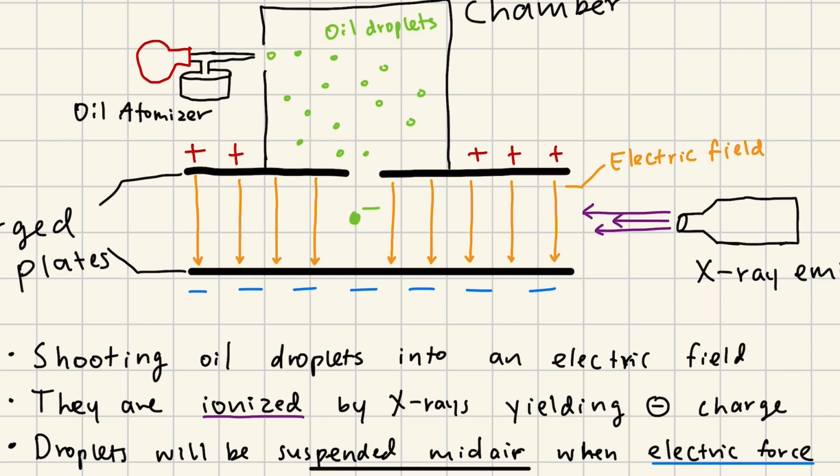If this oil droplet is negatively charged, it's going to be attracted to the top plate and repelled away from the negative plate. So we'll have gravity pulling it down, and then this new electric force pulling it up towards that positive plate. And we can use that fact, the counteracting forces, along with a little bit of math to figure out the charge of each droplet.